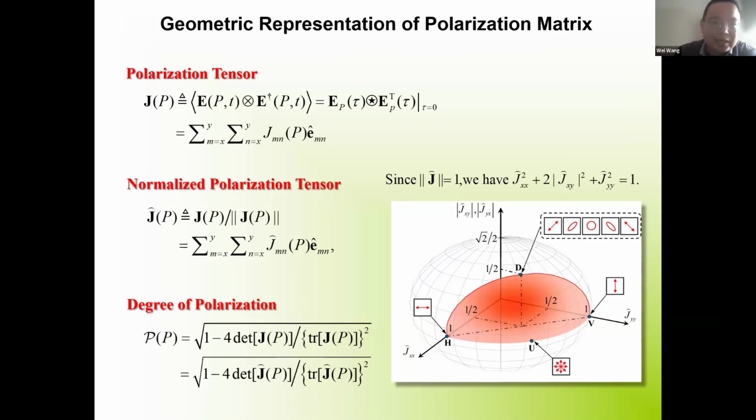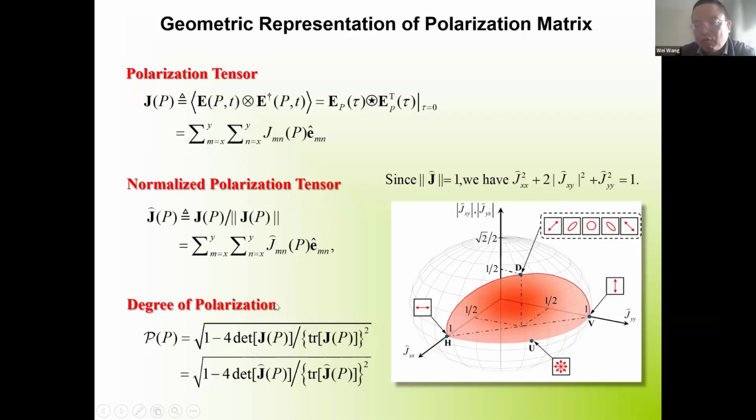In this way, the conventional polarization matrix or polarization tensor can be defined like this. As you see, it is the same position correlation with equal time. Equal time means that the time delay is equal to 0. So polarization is an equal time, same position correlation phenomenon. We also have the normalized polarization tensor, normalized by the Frobenius norm of this polarization matrix.